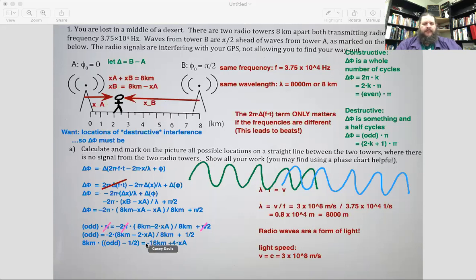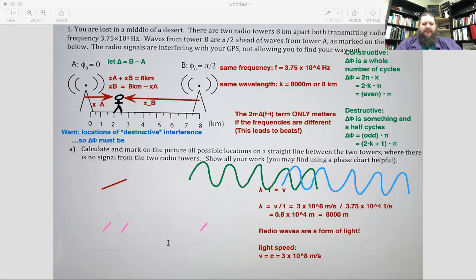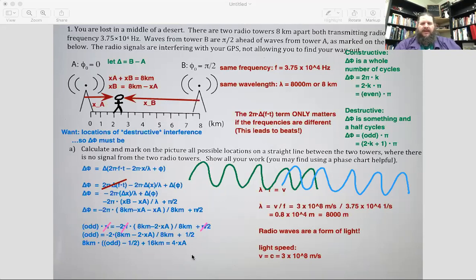Add 16 kilometers to both sides. At this point, the only thing being done to XA is multiplication by 4. So now we can just divide both sides by 4.